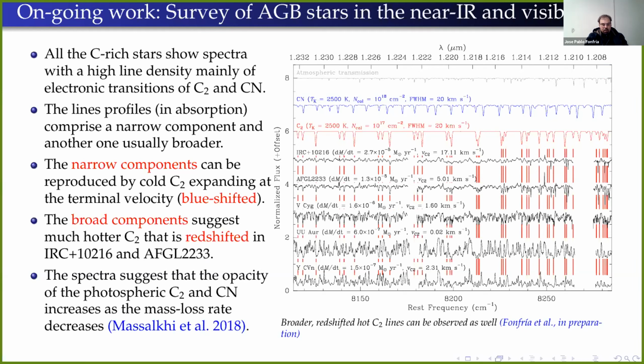The comparison of the spectra reveals that the opacity of C2 and CN lines increases as the mass loss rate decreases, which we interpret as a higher abundance of carbon in gas phase for low mass loss rate stars. This slightly indicates a higher dust formation efficiency for high mass loss rate stars, probably related to a higher gas density that may favor the condensation rate of refractory molecules and atoms.